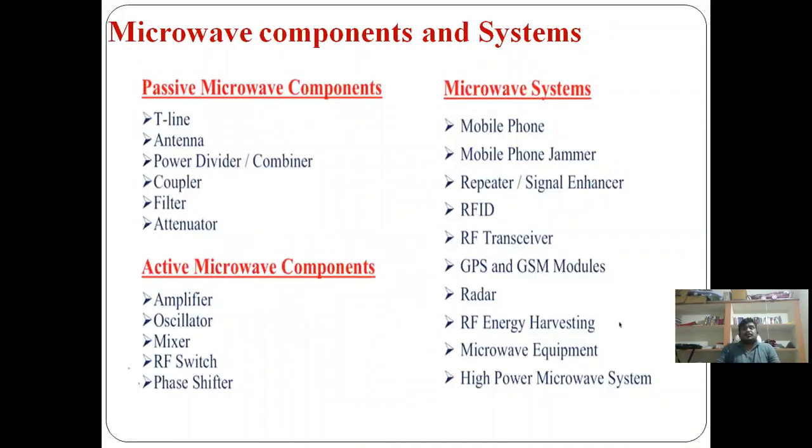This is about the introduction to microwave engineering. In the next lecture, we'll discuss the introduction to waveguides, the difference between parallel plane waveguide and rectangular waveguide, and the analysis of rectangular waveguide.